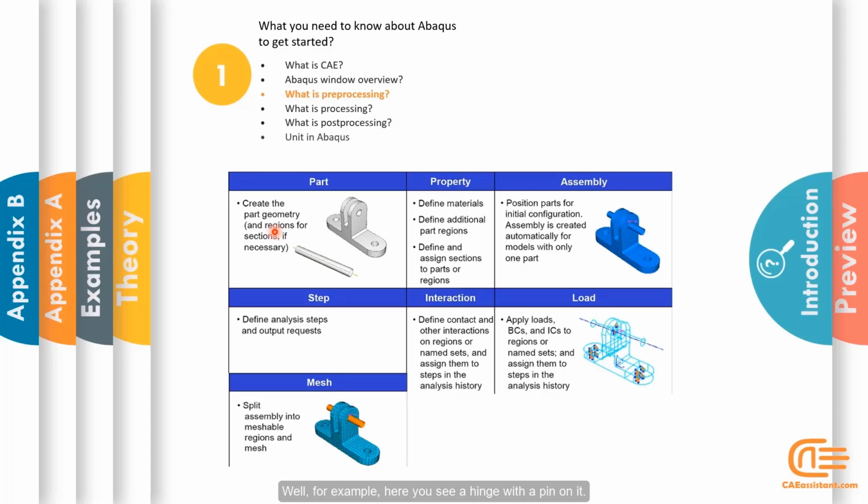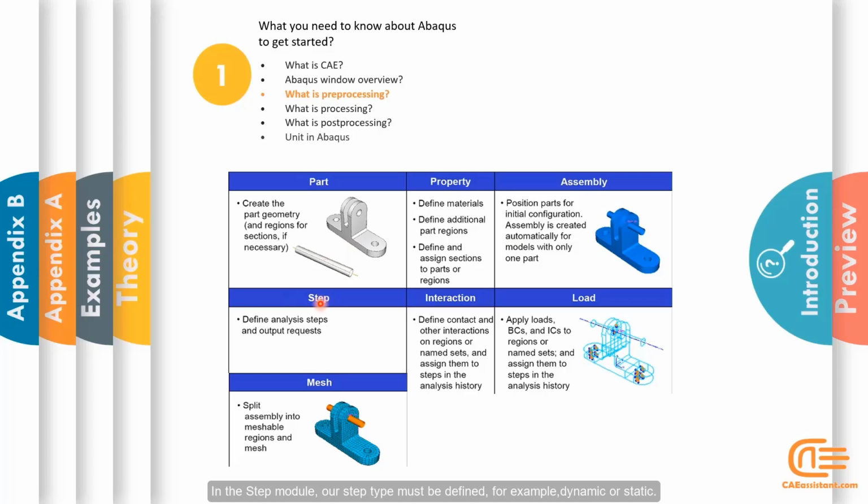Well, for example, here you see a hinge with a pin on it. You can see in the figure all the necessary actions that must be done in each module. For example, in the part module, our model must be designed or imported. In the property module, material must be created and assigned to sections. In the assembly environment, specify the position of the pin and the hinge relative to each other.